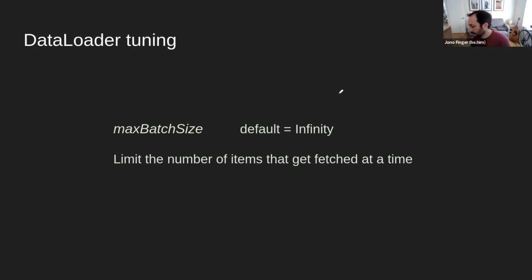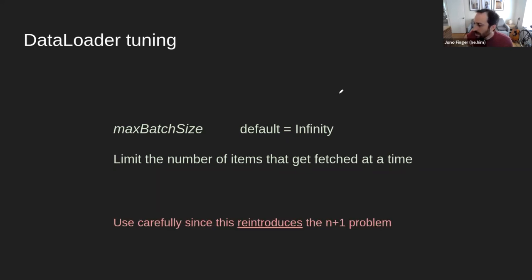Now, let's say your query itself needs 2,000 IDs. So data loader itself will transparently make requests in batches of 100, so you're not overloading your service. That's good to know. But it does reintroduce the n+1 problem. It's a little bit more manageable, but now you're taking this 2,000 and splitting it into 20 requests. So that's scaling with your data set. So be careful with it.